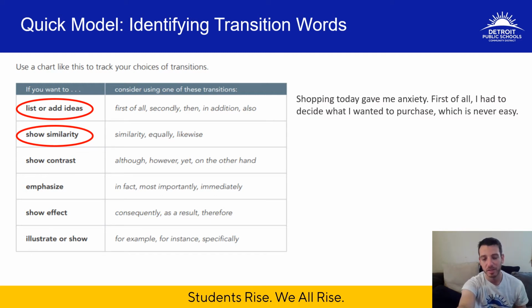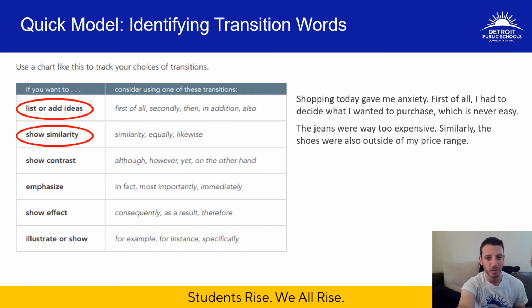So my example, it's connected to the first example on shopping, is the jeans were way too expensive. Similarly, the shoes were also outside of my price range. So I talk about the anxiety I have of shopping. I never know what to buy. Then I tell you all that the jeans were way too expensive. And I wanted to also tell you that the shoes were very expensive too. So I had to use a similarity transition word because both these ideas are connected. They're both connected by the fact that they're very expensive items.